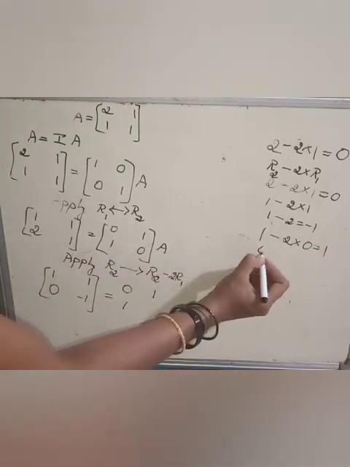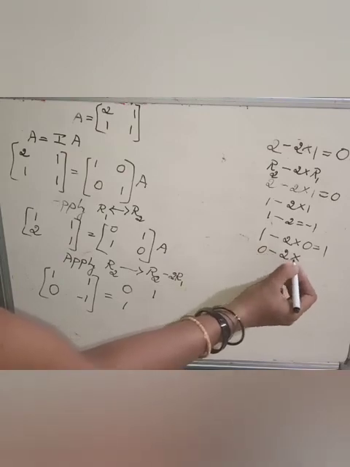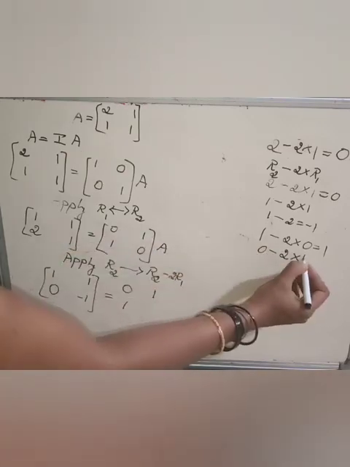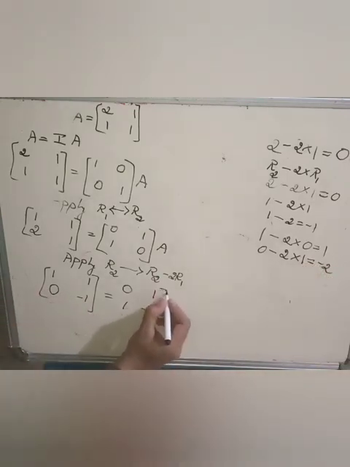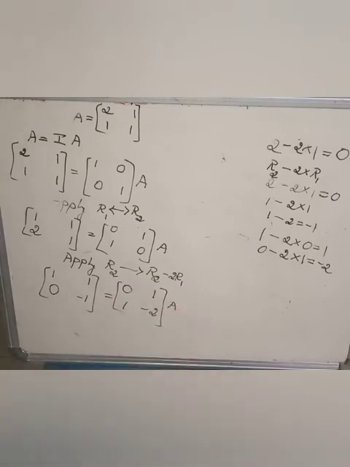R2 entry is 0 minus 2 times the corresponding R1 entry 1. Therefore this answer is minus 2, into A. We want [1, 0; 0, 1]. That means this entry should be 0 and this entry should be 1. We'll make this entry 0 now. After that we go here.